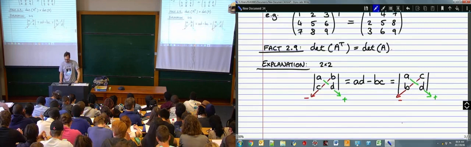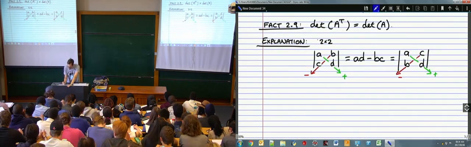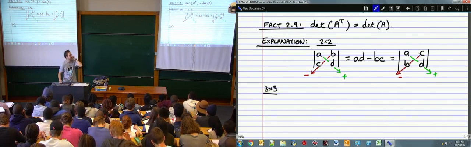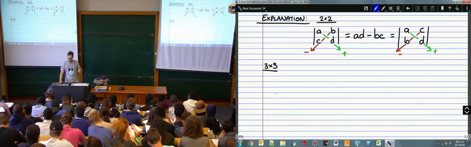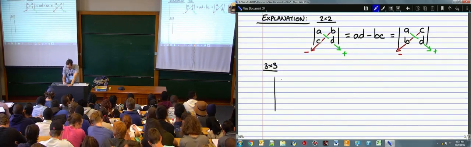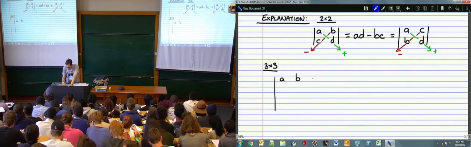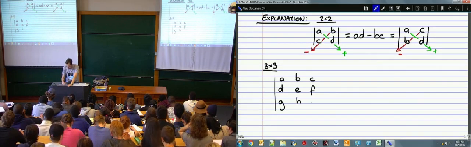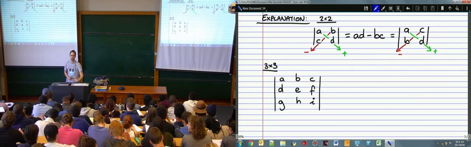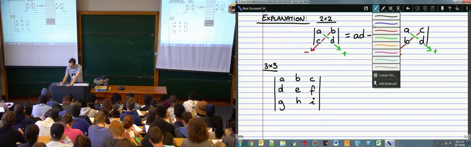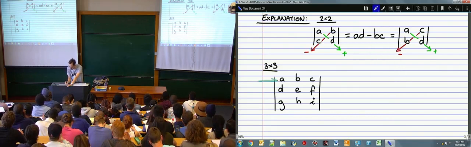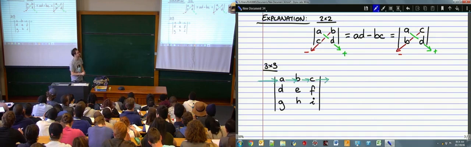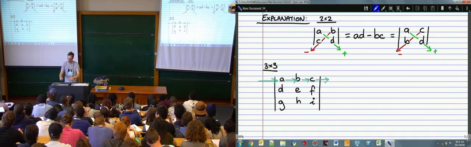What about the 3x3 case? This was the 2x2 case. The 3x3 case is a little bit trickier. So let's say we want to calculate the determinant of A, B, C, D, E, F, G, H, I. And I'm going to calculate the determinant by expanding along that first row.